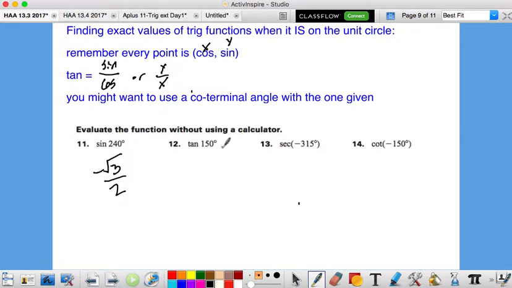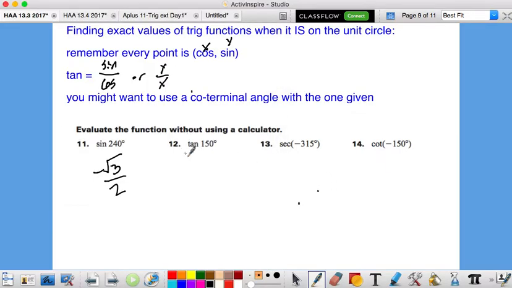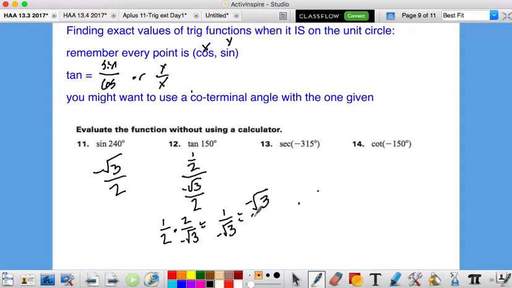The tangent of 150 is we're going to go to 150 degrees, and then we're going to take y over x. So let's do that. Go to 150 degrees. We get 1/2 divided by negative root 3 over 2. We'll multiply by the reciprocal to simplify this thing. We get 1 over 2 times 2 over negative root 3. Our 2's cancel, so we get 1 over negative square root of 3. We'll rationalize our denominator. We get negative square root of 3 over 3 for the tangent of 150. Remember, we did y over x.